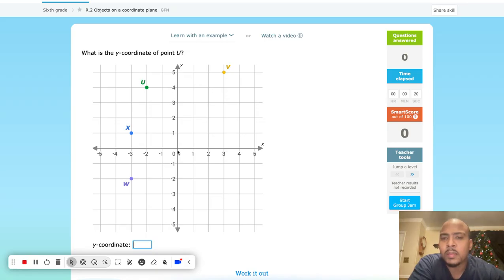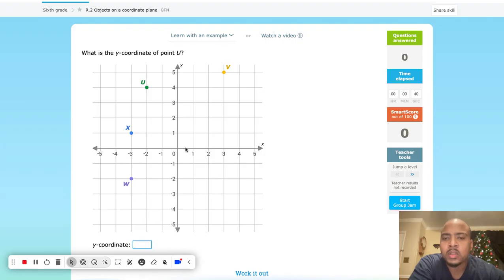Remember, a coordinate plane always has a y-axis that goes vertical, a vertical number line, and an x-axis that is a horizontal number line. All you're going to do is locate the point. So we're looking for point U. Point U is located, compared to 0, to the left of 0 and above 0.